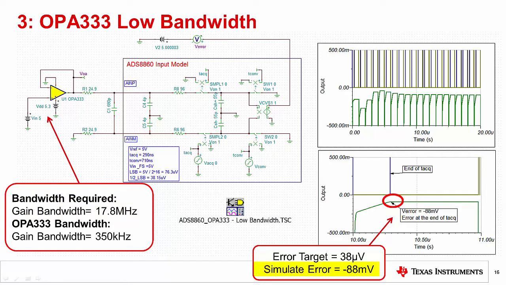You can see the simulation result shows a settling error of -88 millivolts, which is more than 1,000 times larger than the error target of 38 microvolts. For reference, let's call this design OPA333 low bandwidth. You can verify the simulated performance later using the included file.